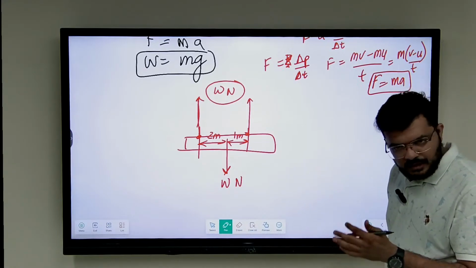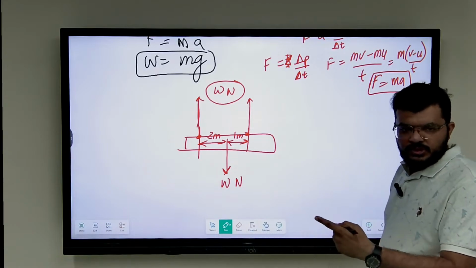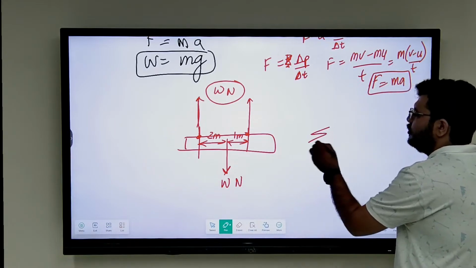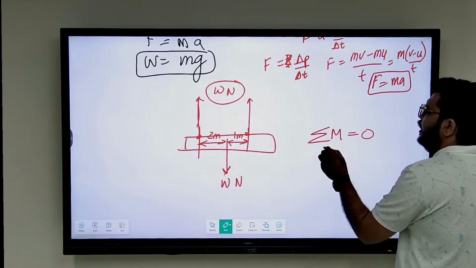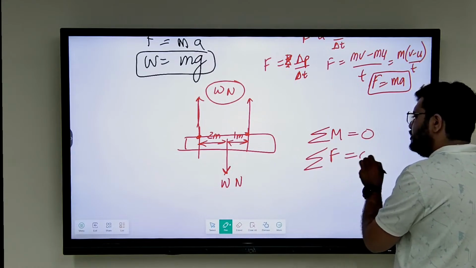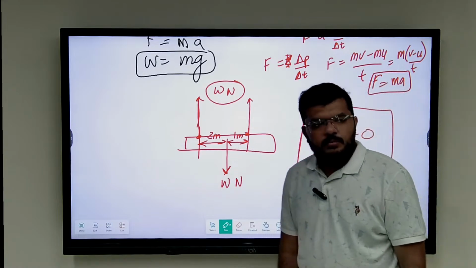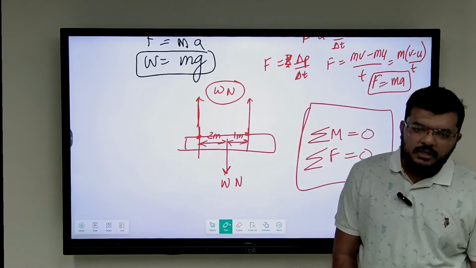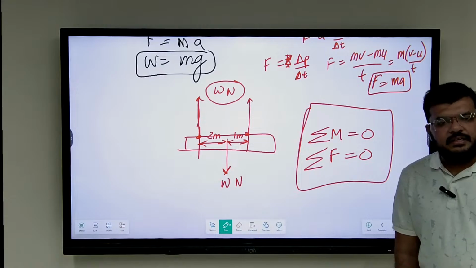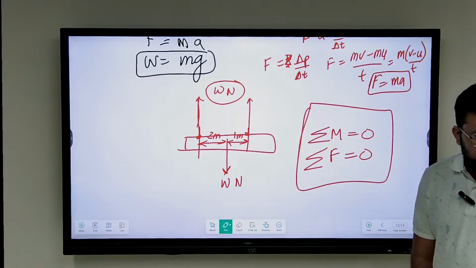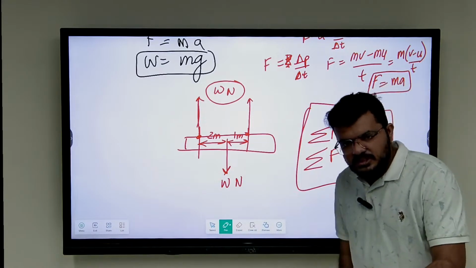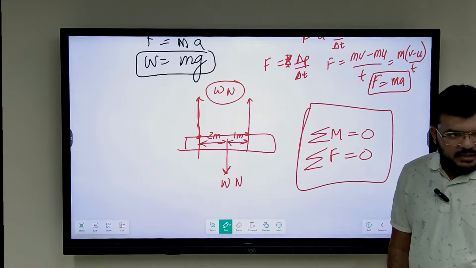If the total of moments is 0, and if the total of forces is 0, only and only then you can say that the body is in equilibrium. It is not moving in any way. Makes sense? It is not going to change its motion in any way, right?